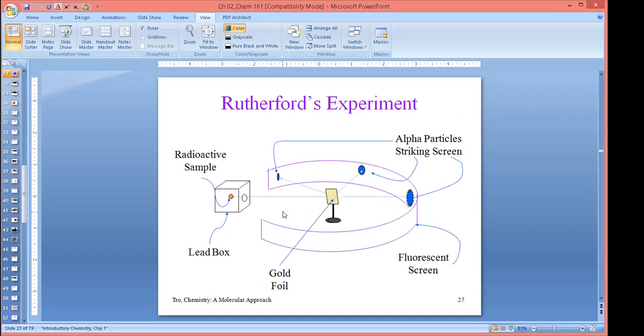And this is another one you can try at home, the animation. Most of the time it goes through the screen and goes straight through, right? Which means that basically the majority of the volume is empty. Then every now and then it deflects off, but once in a while it bounces and comes striking back.